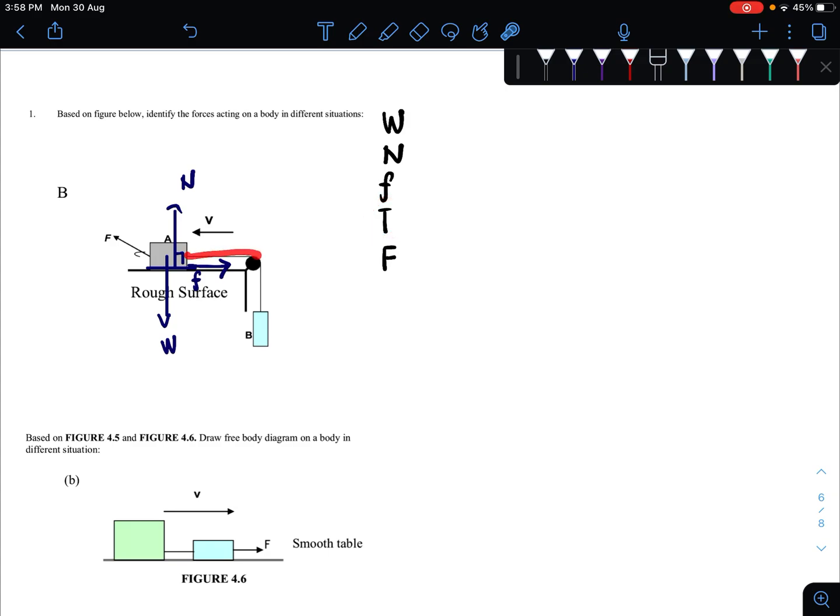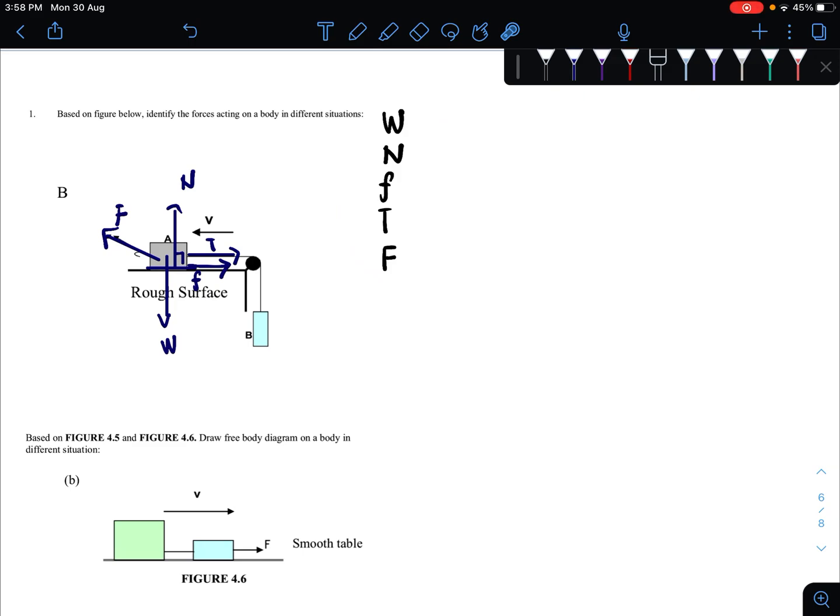Yes, our object is attached to the string here. This is the string. So we have tension here. And the direction of tension is always away from the object. So this is the tension. And then finally, external force. Yes, there is also external force here, as the object is being pulled by a force F here. So we are going to have external force as well. So as you can see, this object A literally has all the 5 forces.